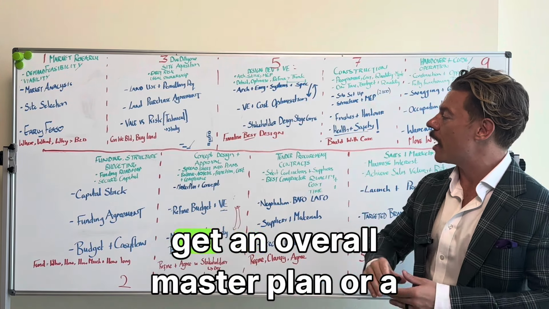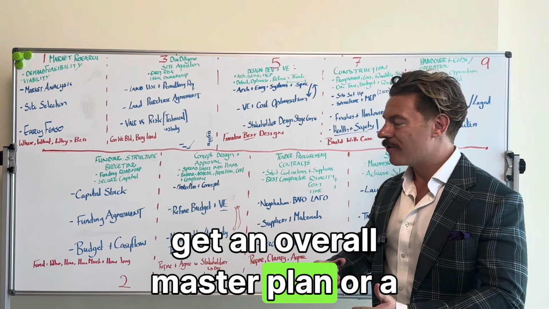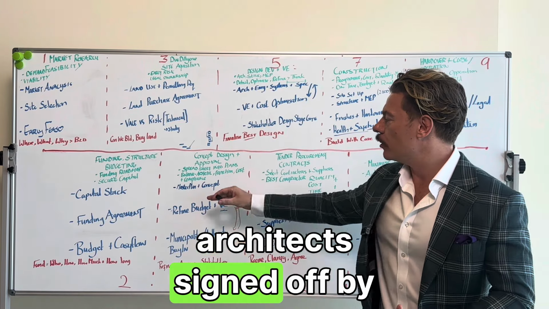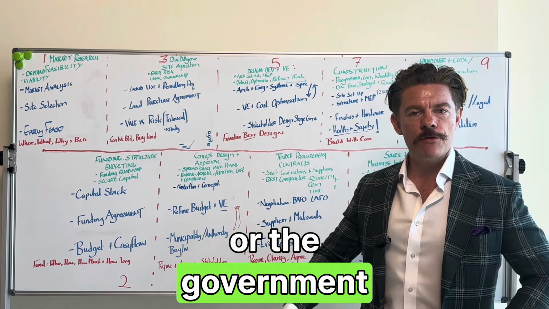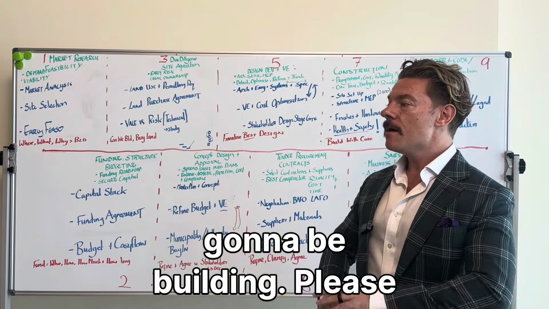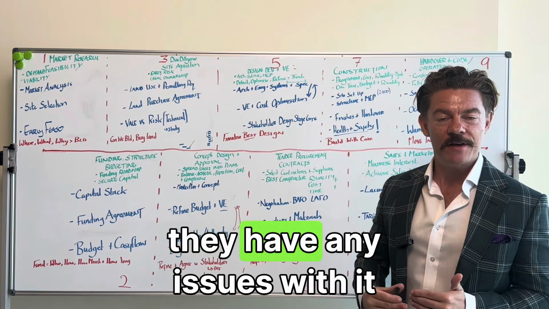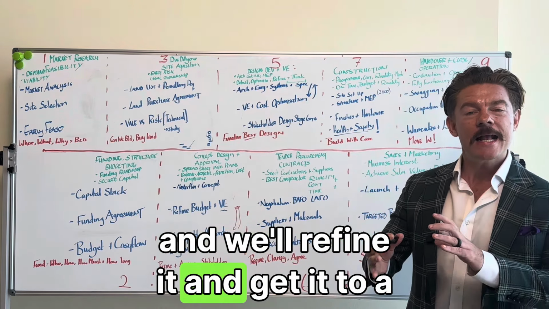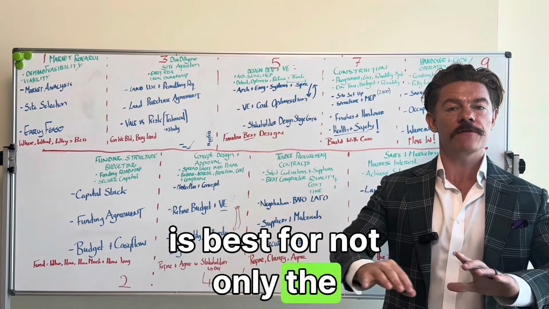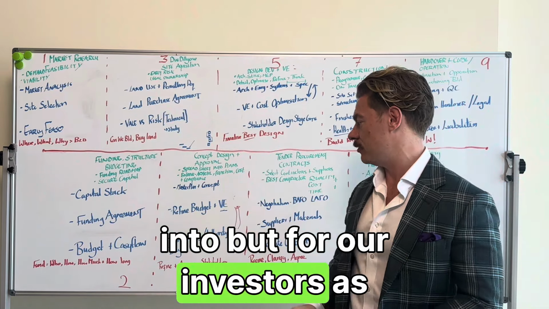And the way we do this is we get an overall master plan or an initial concept created by architects, signed off by the municipalities or the government authorities to say, this is the general idea of what we're going to be building. Please, can anyone state now if they have any issues with it, and we'll refine it and get it to a position that we can all agree is best for not only the environment we're moving into, but for our investors as well.